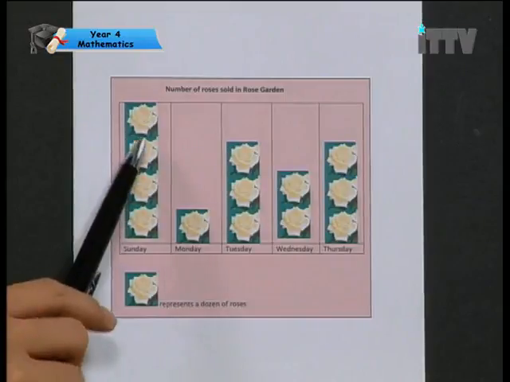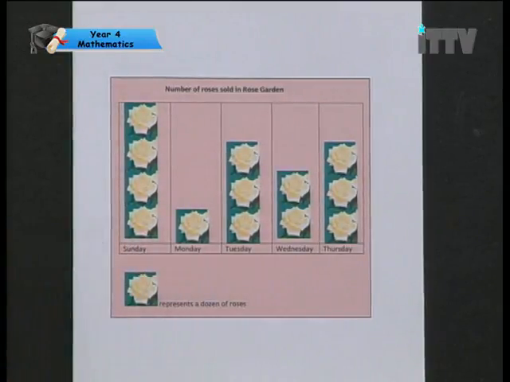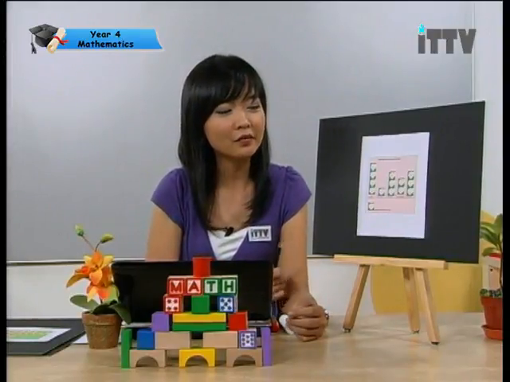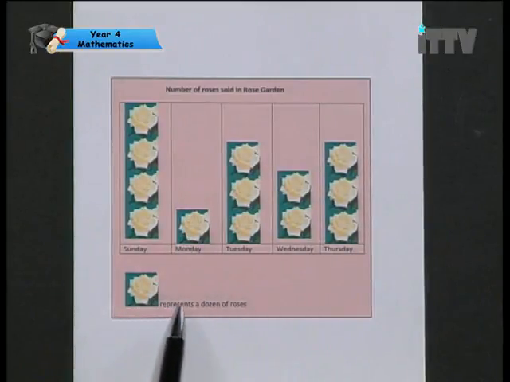It has 1, 2, 3, 4, right? 4 pictures. What does 4 pictures represent? Now each picture represents 1 dozen of roses. 4 pictures would therefore be 4 dozens of roses. Now what about the day with the least number of pictures? Take a look. Monday. Monday has only one picture, and one picture represents a dozen of roses. So, one picture is 1 dozen of roses.